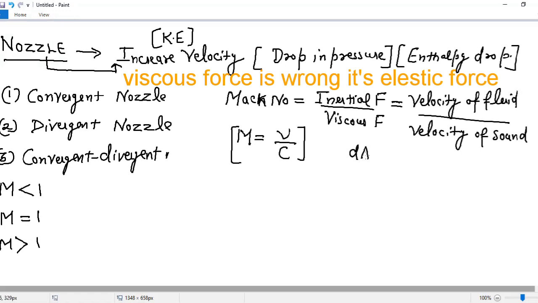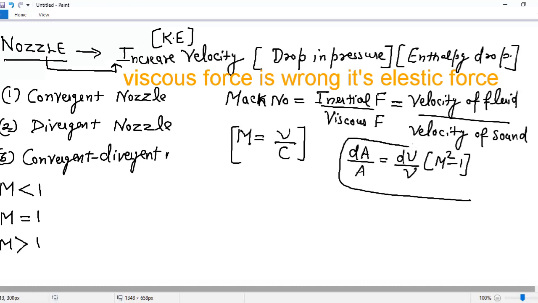So it says that dA upon A is equal to dV upon V, that is velocity, times M square minus 1. This relation is really very important to understand the concept of Mach number, and it is not a part of your syllabus, but you must remember it to understand the concept of it.